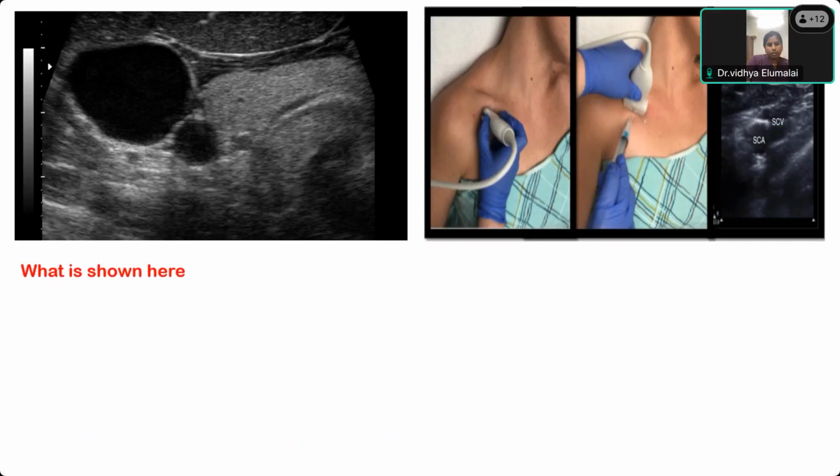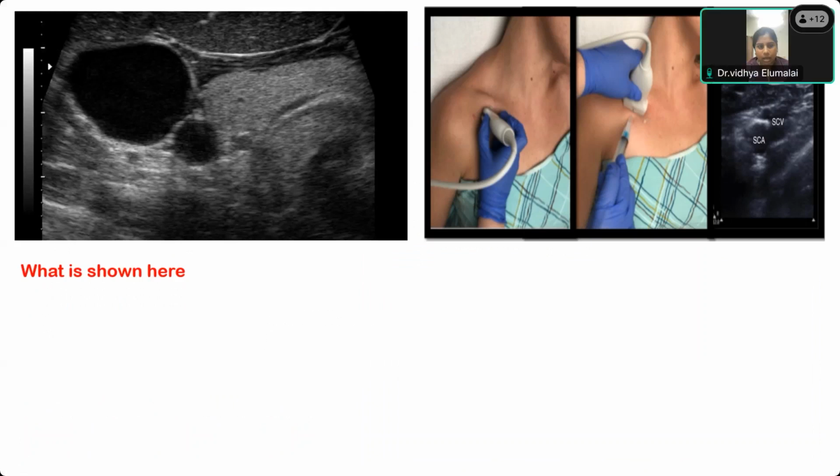Subclavian artery and subclavian veins. Which one? Both are subclavian artery and subclavian vein. On the left is an ultrasound picture. The right one is an ultrasound probe position with a needle insertion.